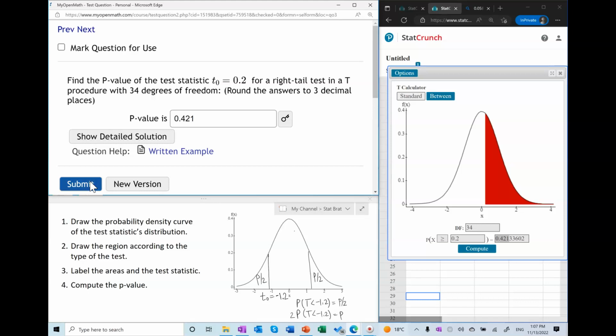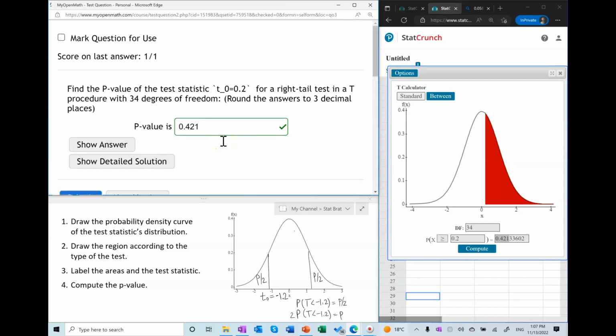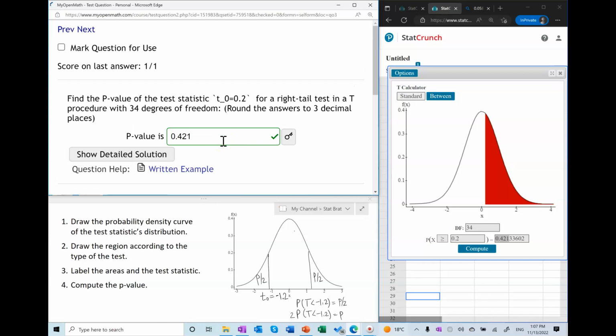And let's check the answer. Of course, it's correct. So we did at least 2 of each type. So hopefully you understand how to find the p-value of a test statistic in a t-test. If you have any questions, let me know.